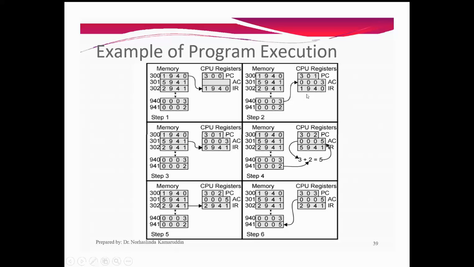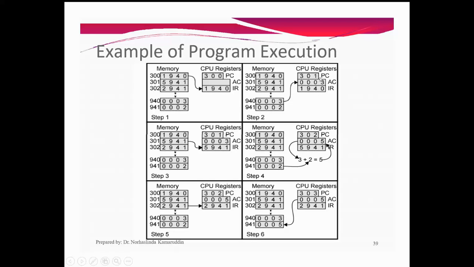So what it does is, in instruction 1, it says load data. Let's say it says load data from address 940. So it goes to address 940, and the data there, 003, is sent into the accumulator, the accumulator register. That is one type of general purpose register that you can use. Now next, the program counter, which was 300, is incremented by 1. So it becomes 301.